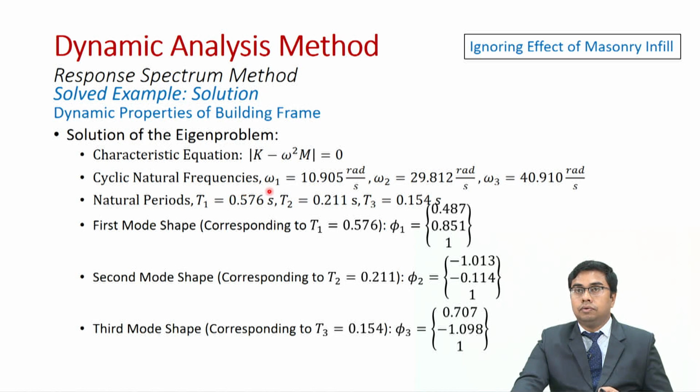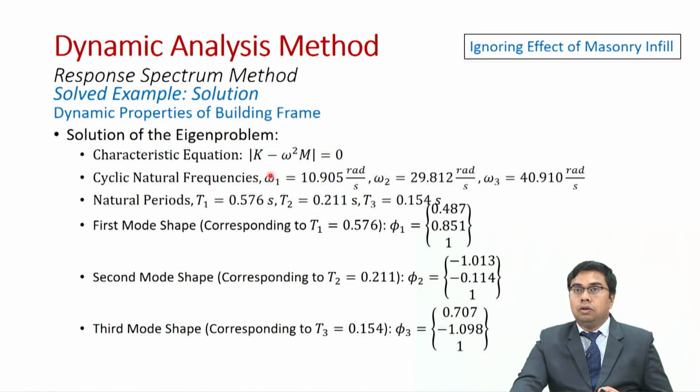What shall be the natural frequency? These are the cyclic natural frequencies omega 1, omega 2 and omega 3. The values are obtained over here. I am not going into detail of how we do that, but since you would have gone through a course on mathematics, particularly related to the eigen problem, you must have understood how we solve a characteristic equation of this type.